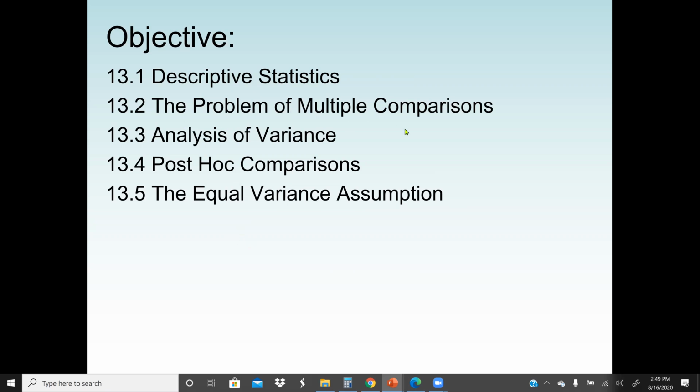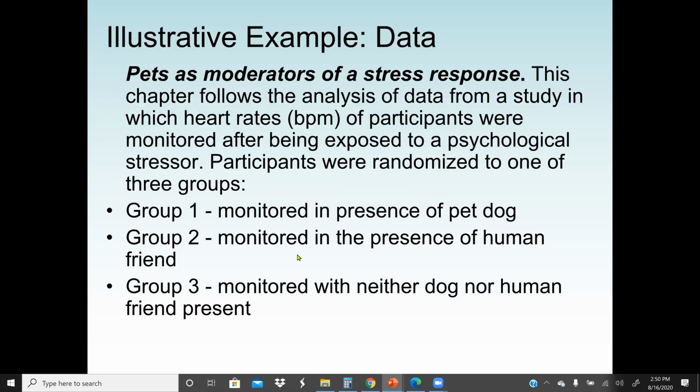Then we start with the problem of multiple comparisons, when we have more than two groups. We did t-testing when we have two groups. Then we move on to analysis of variance, which is one of the techniques we can use to test three or more groups. Then we look at post hoc comparisons and the equal variance assumptions. We start with an example, which is again from our course textbook, the Biostatistics PH 661 class.